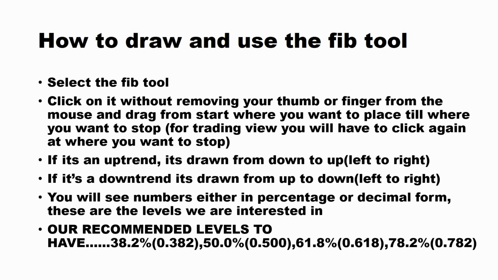Now, these numbers that we're talking about, the 38.2, they can either be in percentage or they can be in decimal. So do not get confused. I've already written them down here for you. The recommended levels are here. The 38.2 can be in percentage form or it can be in decimals. 38.2 can be written as 0.382.